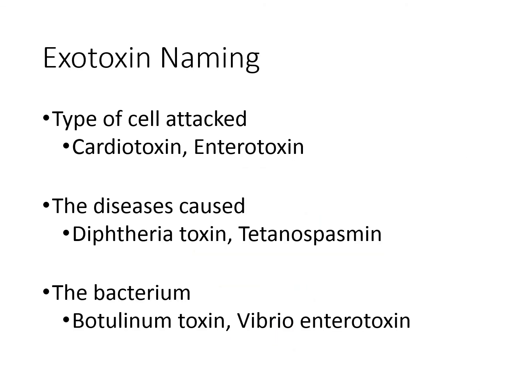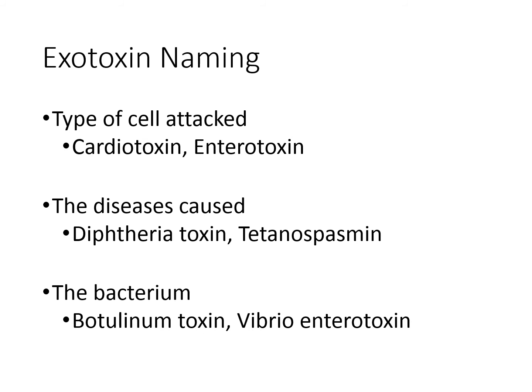So exotoxins are named based upon 3 different criteria. Some are named for the type of cell that's attacked. So for example, a cardiotoxin would attack what kind of cell? Right, heart cell. And an enterotoxin would attack what kind of cell? I hope you remember this. We said entero refers to the intestine, so these would be intestinal cells.